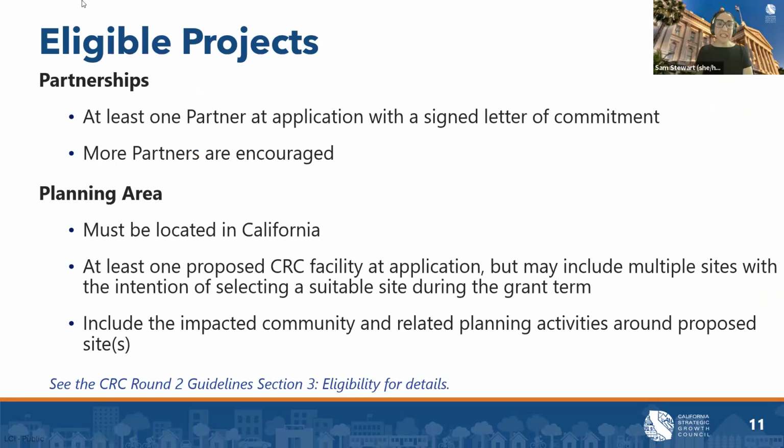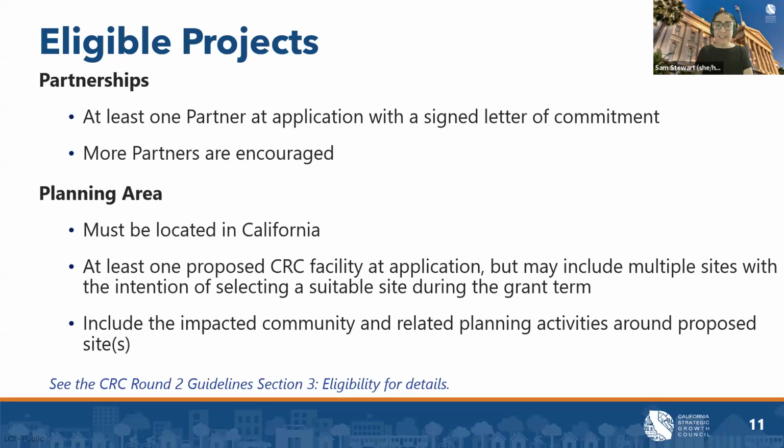In addition to being an eligible applicant, planning grant applicants must also have eligible projects. At application, applicants are required to have at least one partner with a signed letter of commitment. Partners at application are encouraged. In addition, your proposal must define a planning area. Applicants may define their own planning area.